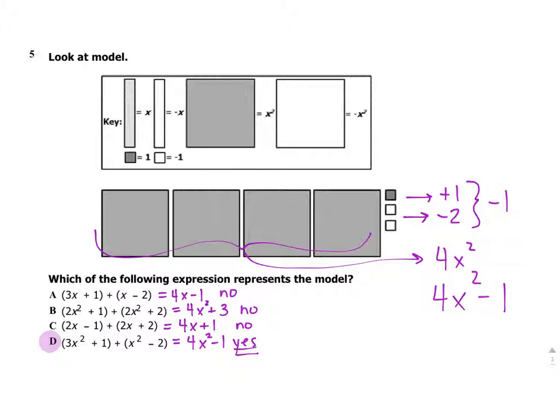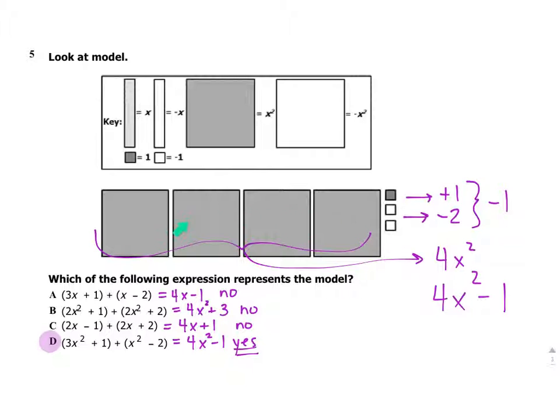Another area model. For some reason, they like to make sure that we're extra confusing no matter what we do. Notice the shaded is x squared and the white one is negative x squared. Same thing over here, same thing over here. So you have to look at the key. You may not assume that the white one is the positive and the shaded one is the negative. You have to look at the key.